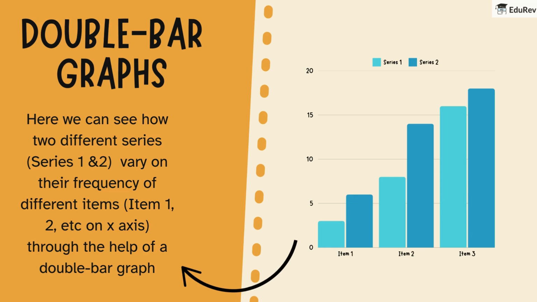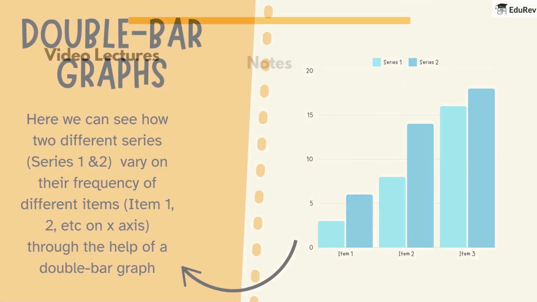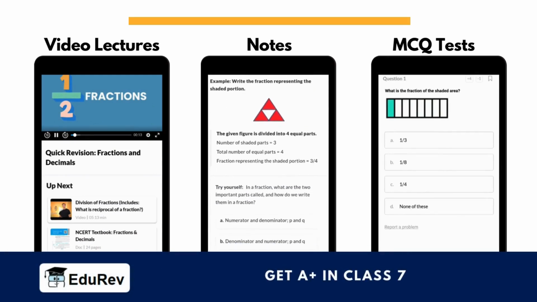In conclusion, we have learned about data handling, including measures of central tendency like mean, median, and mode, as well as the importance of range. We also explored how to represent data visually with bar graphs and double bar graphs to compare different sets of data effectively. We hope that you have understood the topic.